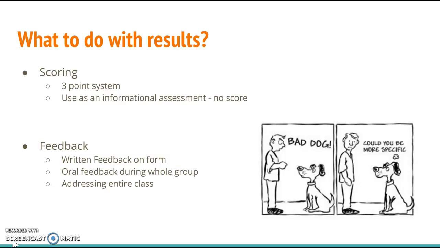So with results, as a teacher, you could do a 3-point system where each column is a point, or they have a certain scale of, well, they use punctuation and periods, and you could assess writing and such in that as well. Or I am more inclined to use it as an informal assessment with no score at all.